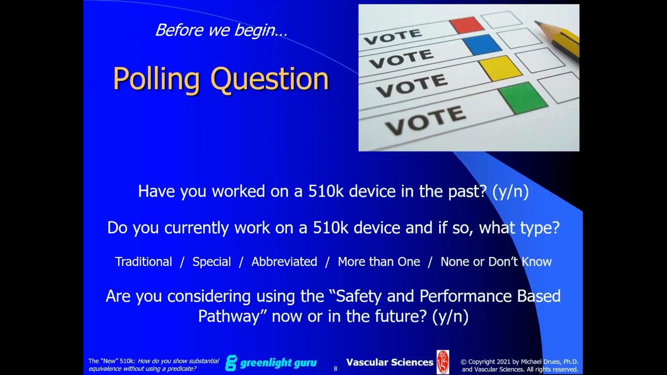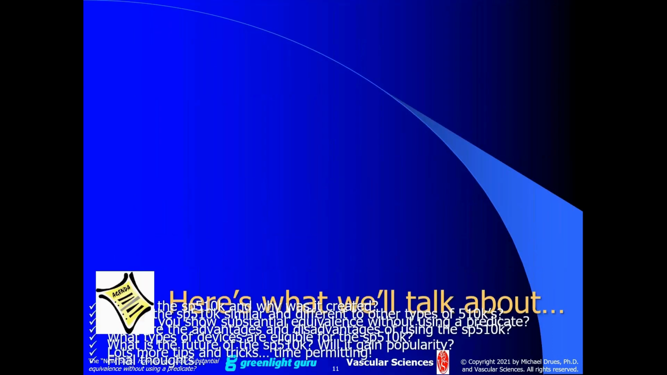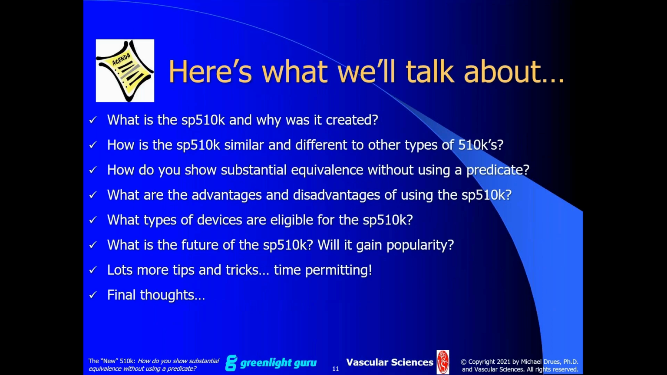Okay, terrific. Well, thank you everybody who participated, because that kind of gives me a sense of where we are as an audience so that I can tailor the content appropriately. So here's what I'd like to try to cover in the time that we have together today. First of all, what is the safety and performance-based 510K and why was it created? How is it similar and different to other types of 510Ks? How do you show substantial equivalence?